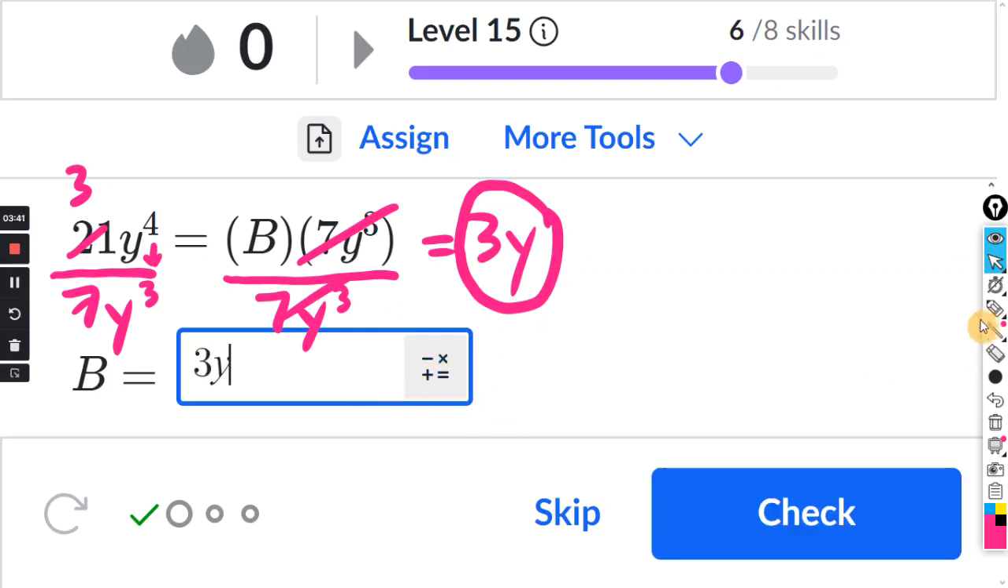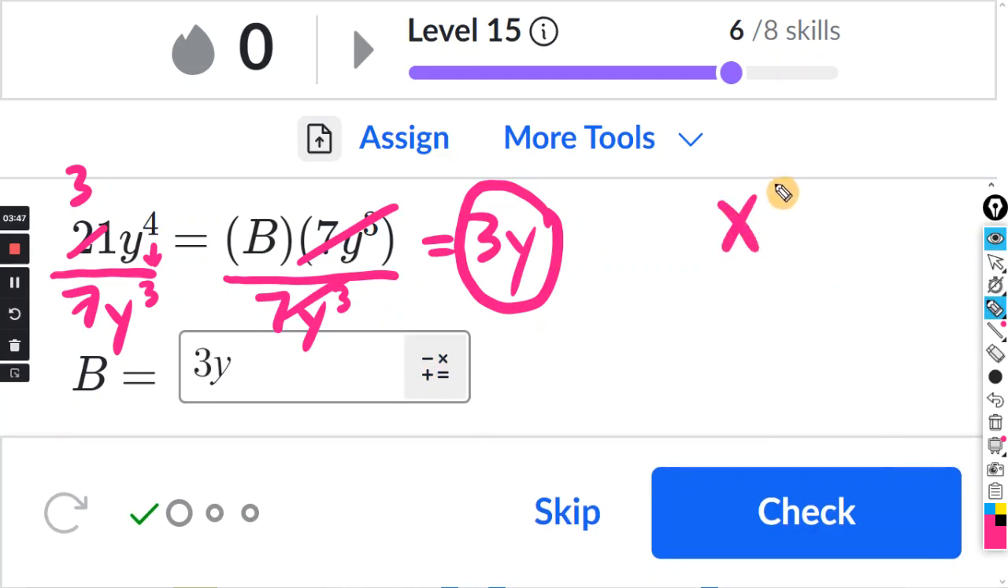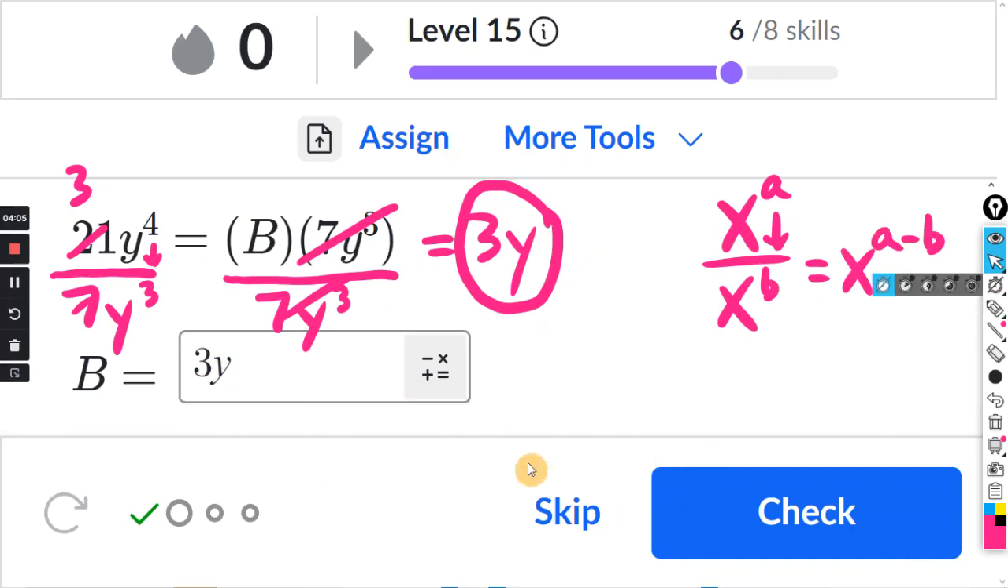So in the box, 3y. And just to go over that property real quick, if you have x to the power of a divided by x to the power of b, you simply keep the x and subtract the exponents going down. So the exponent is going to be a minus b. Anyhow, 3y is the answer.